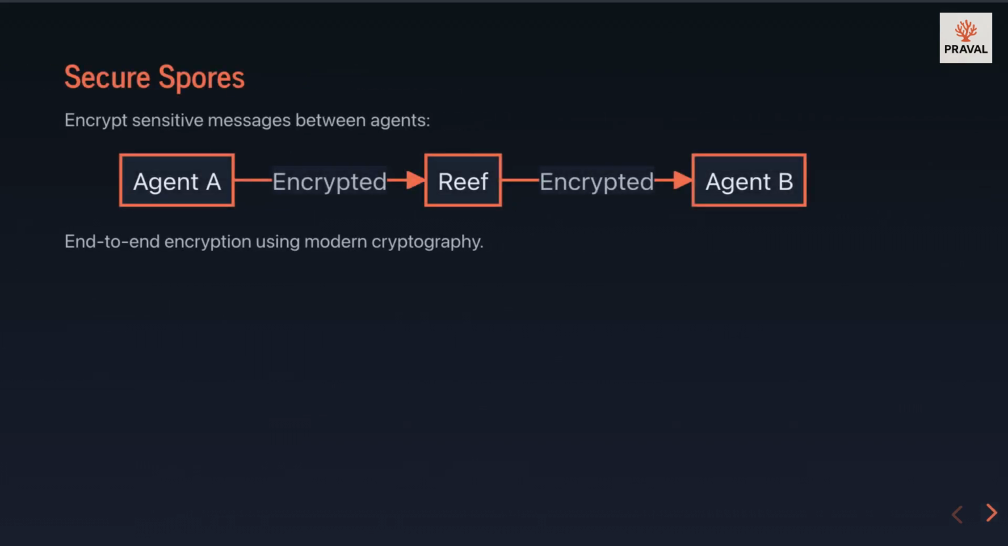Messages between agents might contain sensitive data: user information, API keys, business-critical data. Secure spores add end-to-end encryption, so even if someone intercepts the message in transit, they can't read the content. Only agents with the right keys can decrypt.